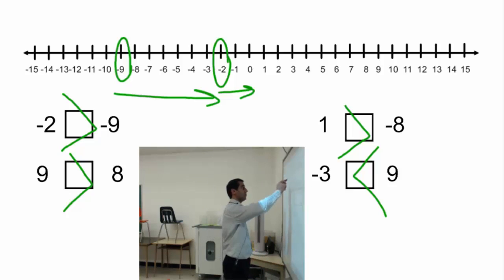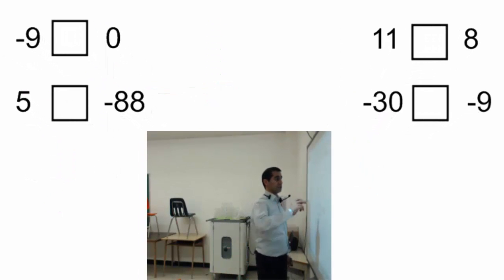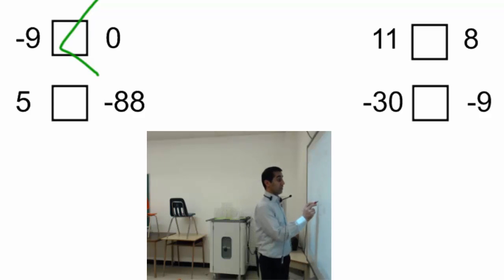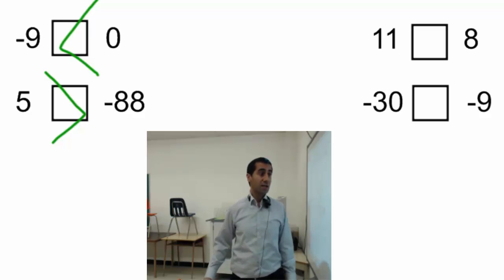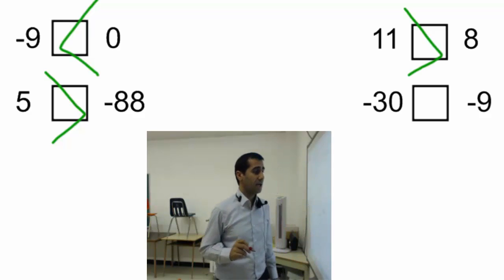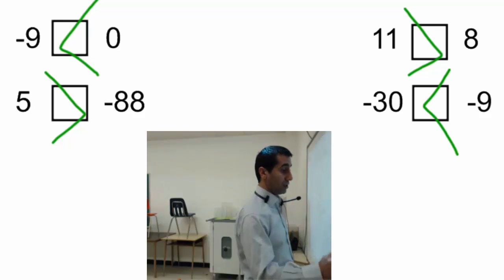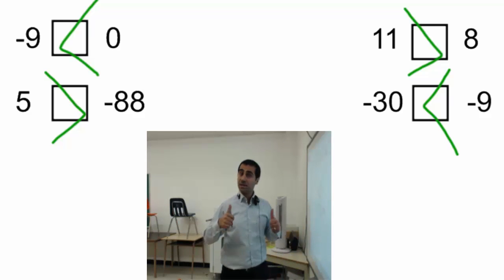So let's just do a few more examples. Minus 9 is smaller than, less than 0. 5, a positive number, is greater than minus 88. This is just a regular number. 11 is greater than 8, and minus 30 is smaller than minus 9, less than minus 9. Let's practice.